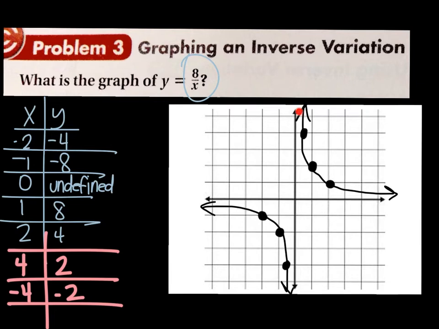And when it's undefined at 0, it means it's almost kind of afraid of 0. It never actually gets to 0. It's impossible to get to 0. So the graph will never touch this y-axis, ever. And it's also going to approach the x-axis, but never touch it either. Okay?